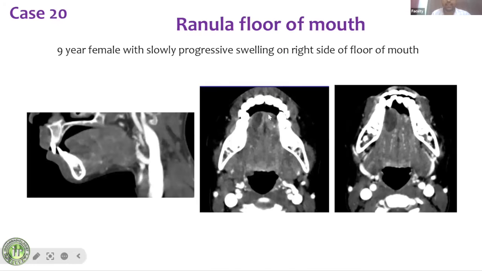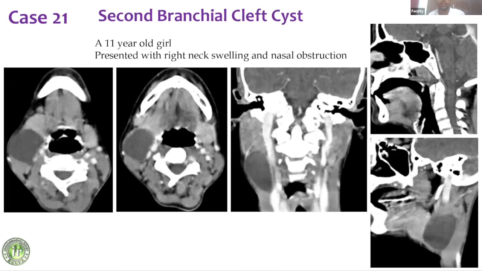Just like here, you can see in the right side floor of the mouth, there is a peripheral enhancing cystic lesion. This is a very classic case of a ranula. These are nothing but inclusion cysts of the sublingual and minor salivary glands in the floor of the mouth. Then come to another case.